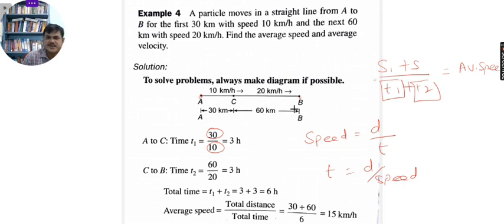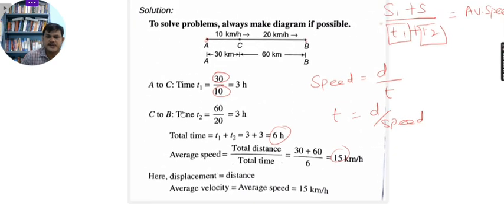For the next 60 kilometers it is a constant velocity of 20 kilometers per hour. So distance upon velocity gives the time taken. The next time taken, t2, can be found as 3 hours. 3 hours plus 3 hours, the total time taken is 6 hours. Clear? I need the total distance, which is 30 plus 60, 90. The total time taken is 6. Then 90 by 6 is equal to 15 kilometers per hour as the answer.